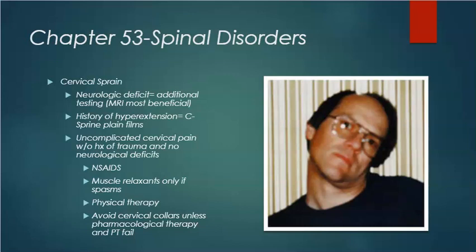Spasmodic torticollis presents as neck pain with the head pulled to one side. That's what's pictured on this slide. It differs from congenital torticollis, which you'll learn about in your pediatric course, so I'm not going to go into congenital. Acquired torticollis can be from ergonomic factors or positioning. Adult acquired and spasmodic torticollis should be treated conservatively.